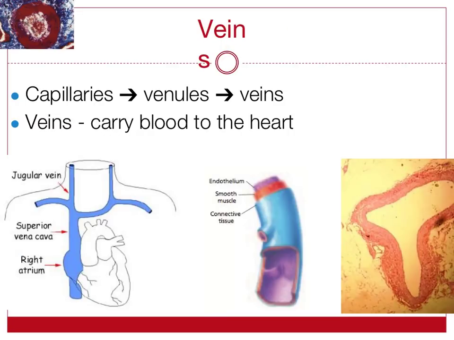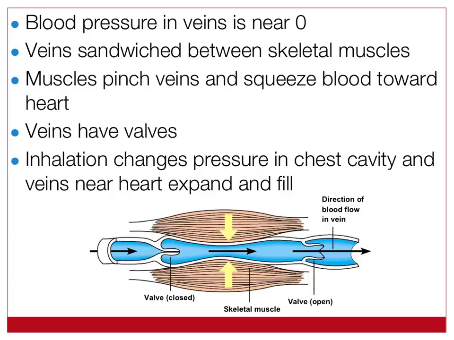So then finally, once all the good things have been dropped off at cells and all the waste has been picked up, the deoxygenated blood now travels through small veins called venules, and then those small veins pool together into bigger vessels called veins, and then veins always return blood back to the heart. The blood pressure in veins is really, really low at this point because it was a long time ago that the blood was pumped out of the heart. It's lost a lot of its pressure.